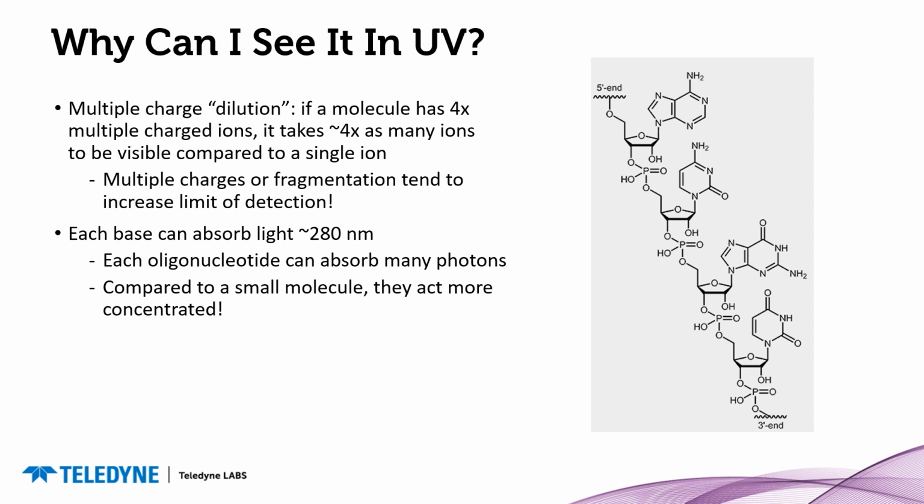While oligonucleotides have decreased detection with mass spectrometers, they were more easily detected with UV light because each base absorbs light pretty close to 280 nanometers. This example has 4 chromophores to absorb light and so acts as 4 times as concentrated as a single base that is isolated, in terms of the concentration in moles.